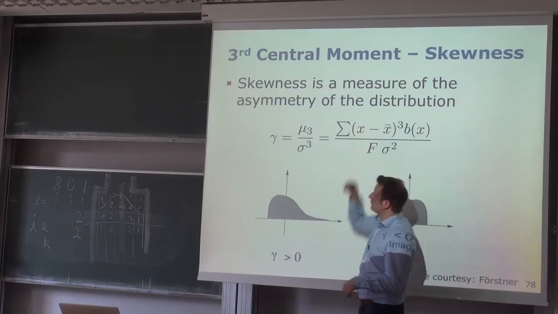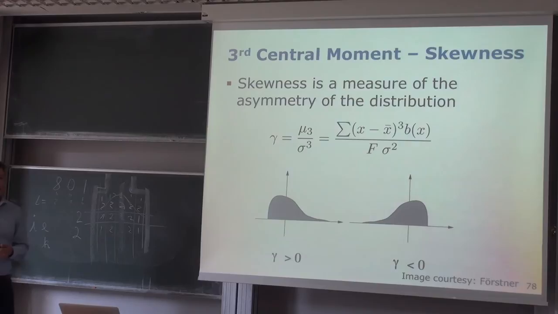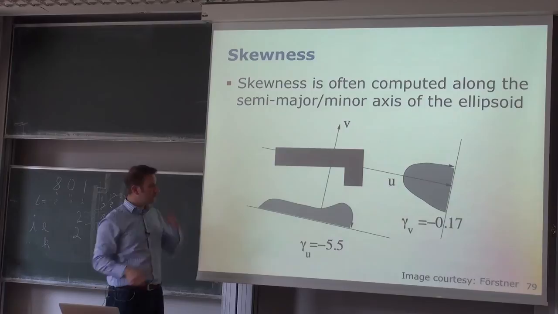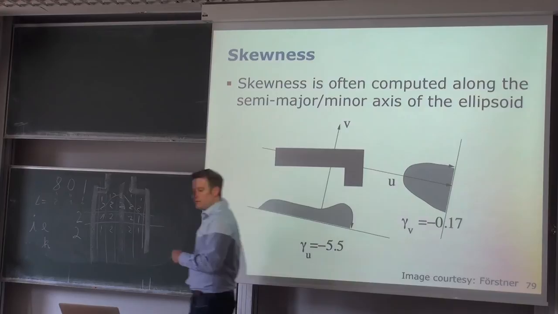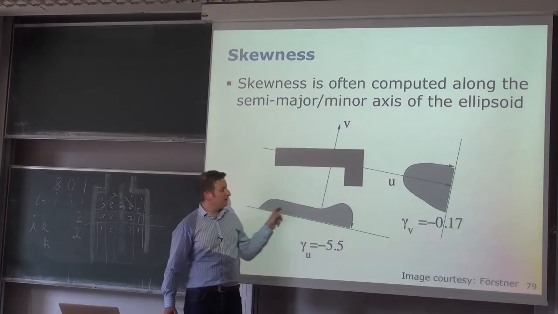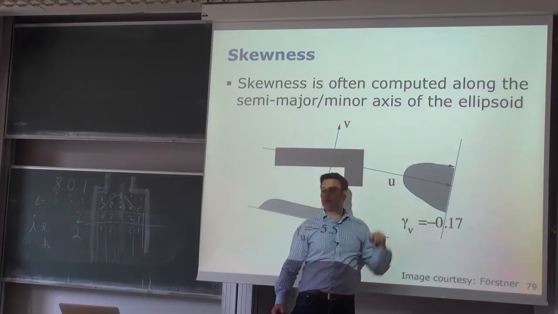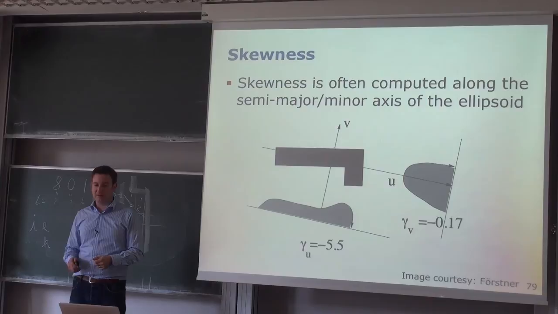If I do this for the individual axes separately, so computing the major axis, which for this distribution would be this coordinate system, and then look into the skewness, or the asymmetry, of the individual dimensions, you can see that here's a large asymmetry to the right, because it's this part of the L, whereas in this dimension, it's rather small. So it's close to 0, and this one actually has a large negative value.